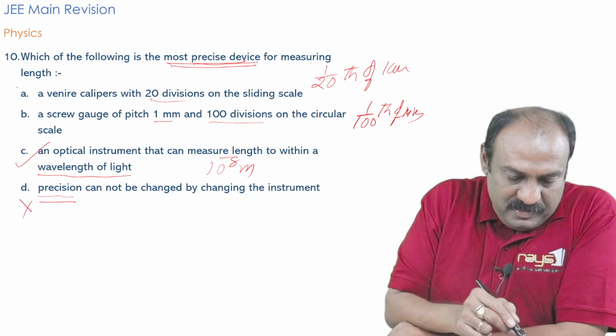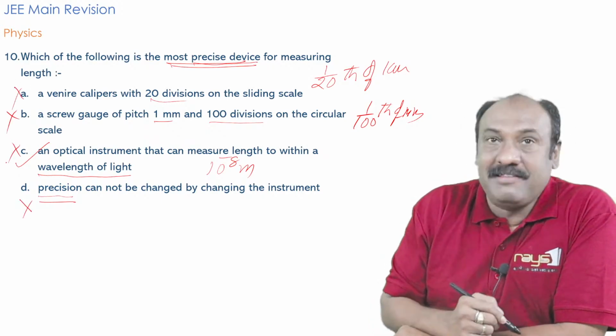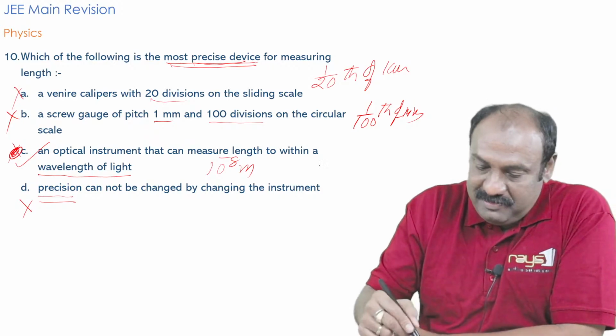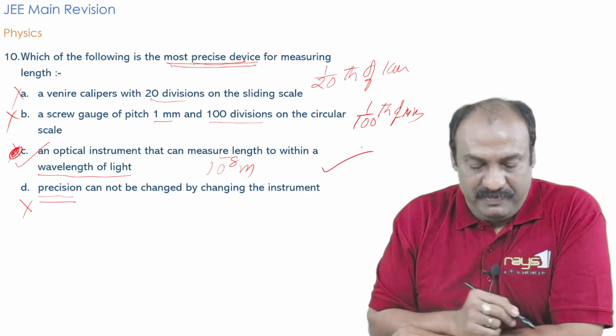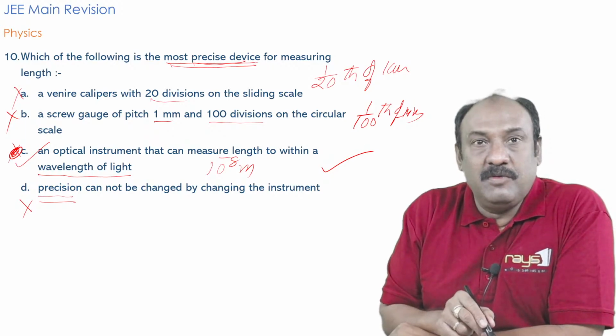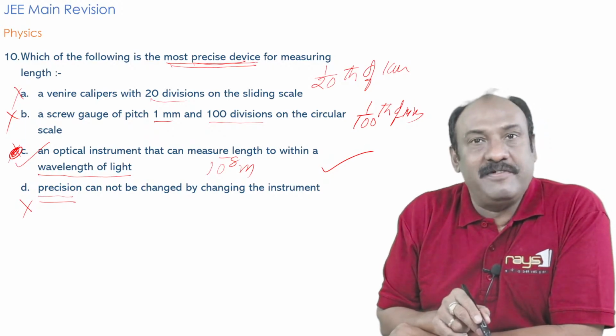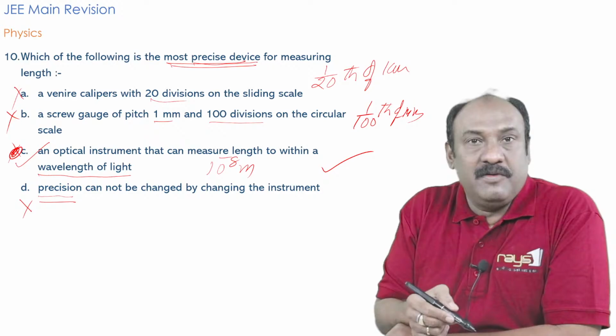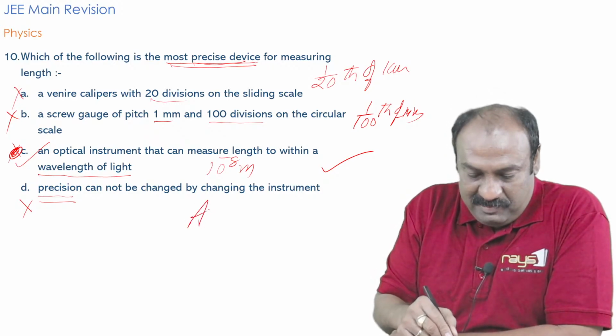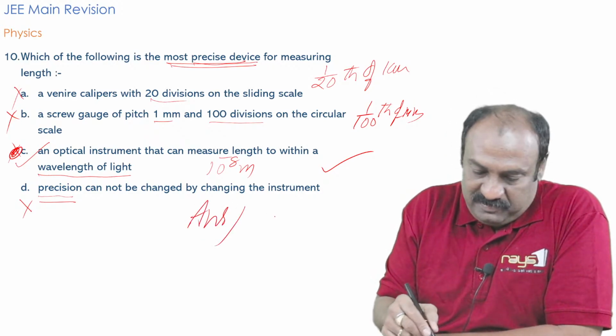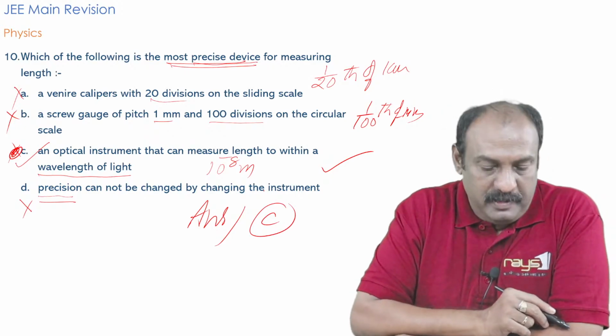So A, B, C, out of all these, this instrument is having C. This instrument is said to be the more precise device when compared to the given 4 options. So the answer is C. Next question.